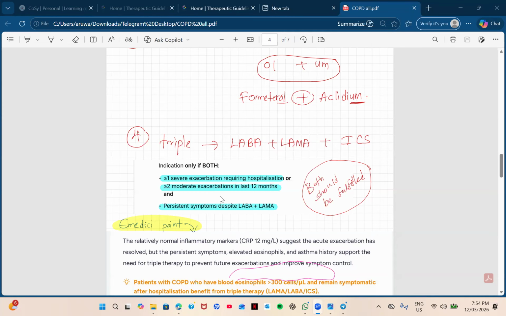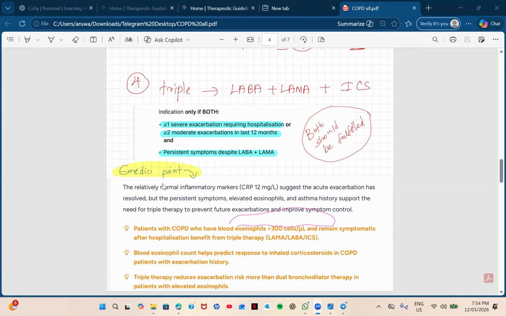And other than these two, there's another indication. The emergency point is this, okay? If the patient is presenting after the hospitalization and symptoms still persist, and the eosinophil count is more than 300, you have to think about giving triple therapy, right? So please keep these things also in your mind, okay?